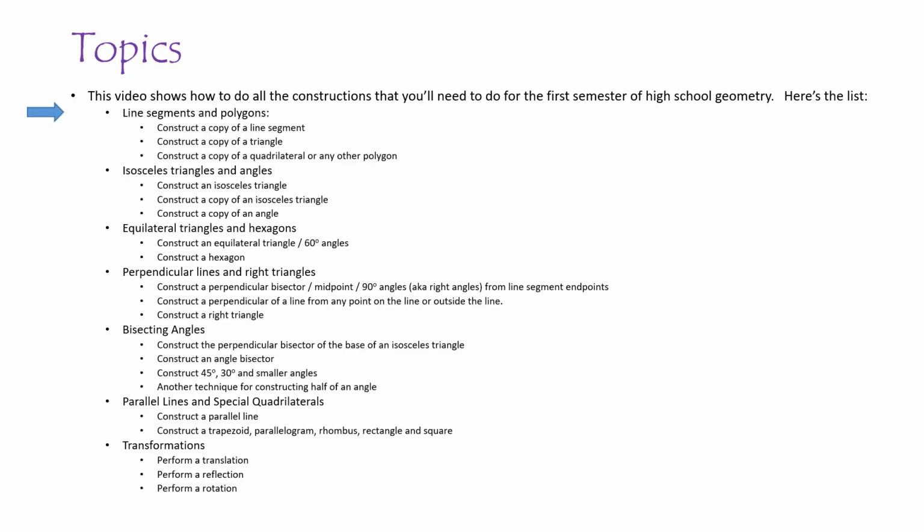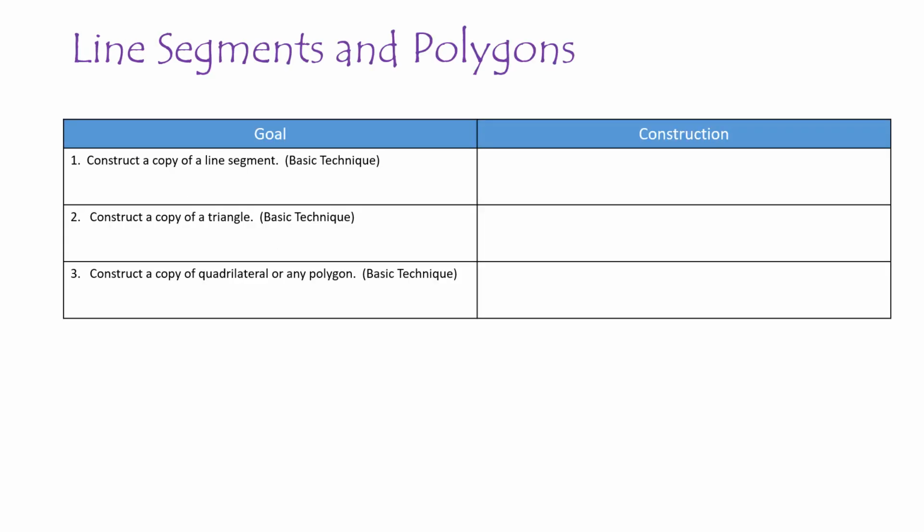So here are all the things we're going to draw using a compass and a straight edge. And when you learn all these, you'll be able to do everything you need to do in your geometry class. So first we construct a copy of a line segment. What I say here for some of these is that it's a basic technique, and that means you use this technique all the time. So to copy a line segment, let's just start with any old line segment, and then we set the compass to measure that line segment.